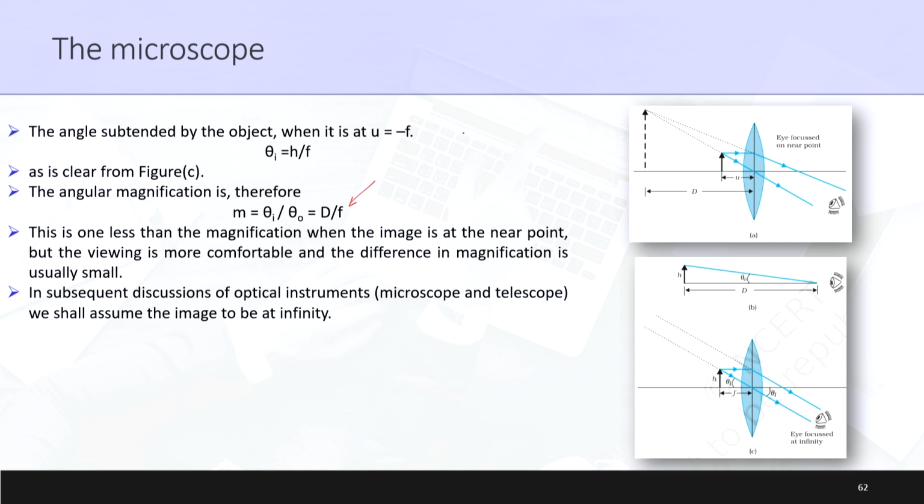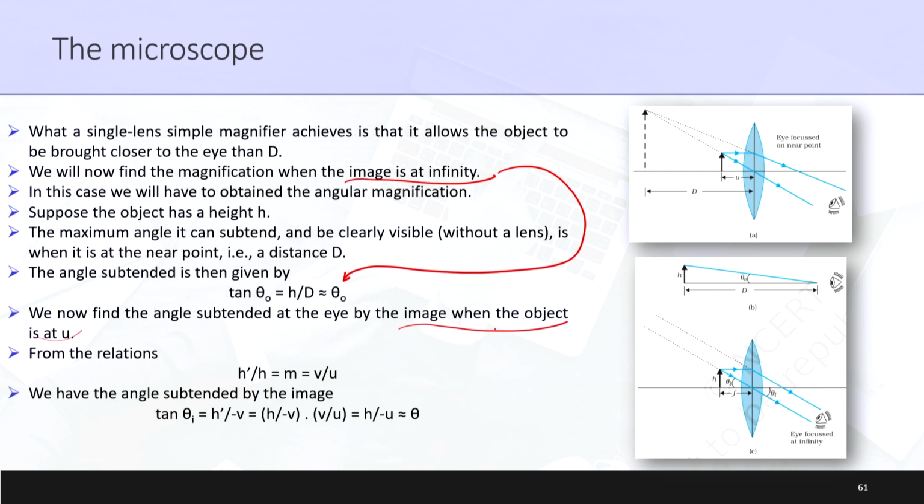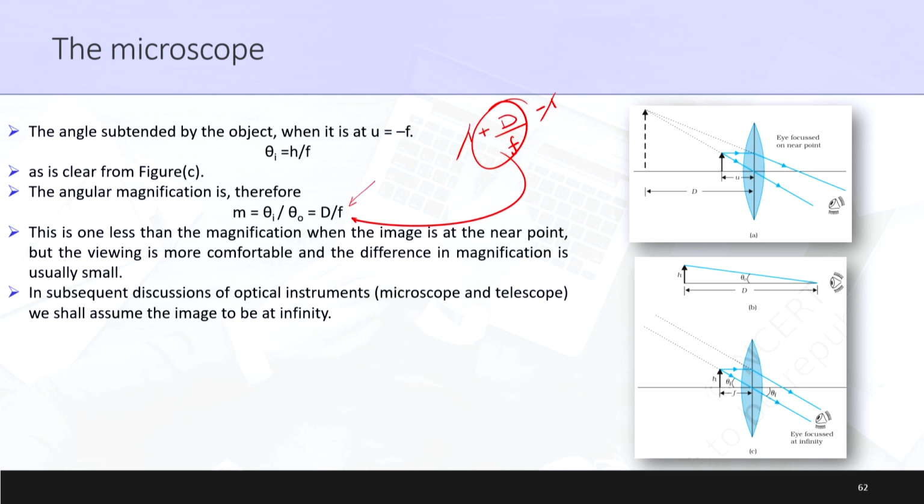So basically, for the image at near point, the magnification was 1 + D/f, and if you subtract 1 from this, then you will get the magnification for the case when the object is at distance u. Okay, fine. So that is the end of the microscope.